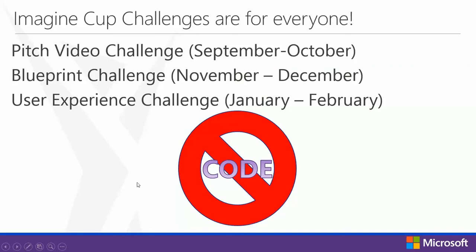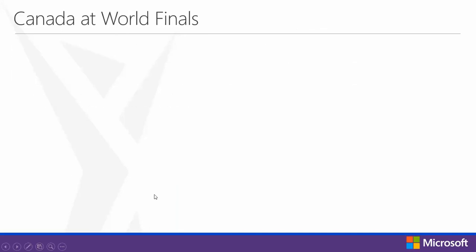Not everyone's going to have the time to do the coding to enter Imagine Cup, the big competitions, but there are other categories you can enter which don't require coding at all. How about a pitch video challenge? Or a blueprint challenge, which is really about coming up with a business plan. Or, for those of you with a passion for design, the user experience challenge. We had some honorable mentions in these categories last year from Canada. This year I'd love to see us win them.